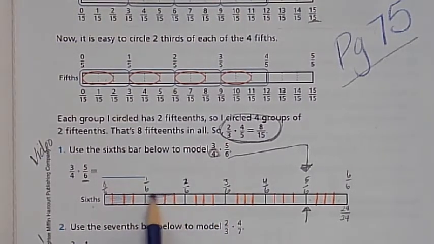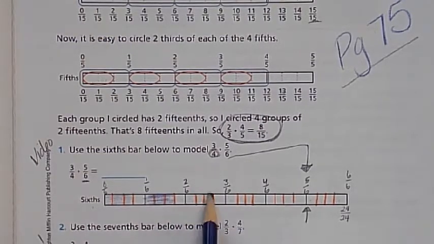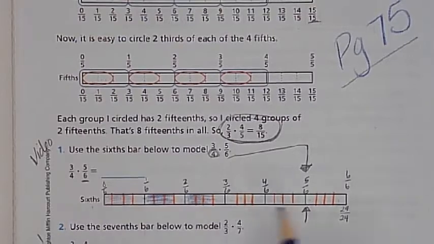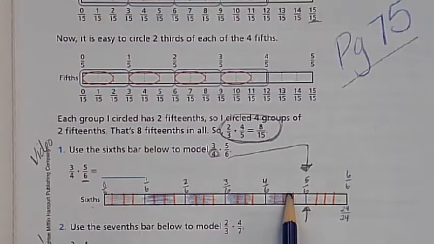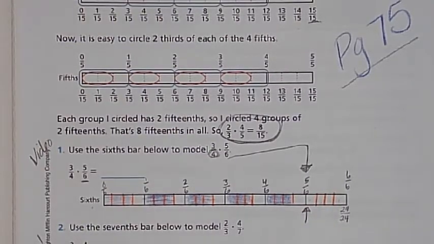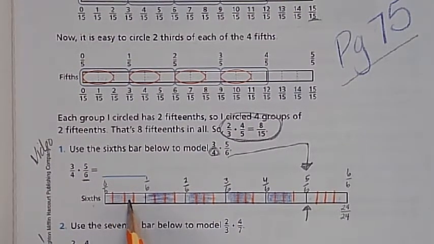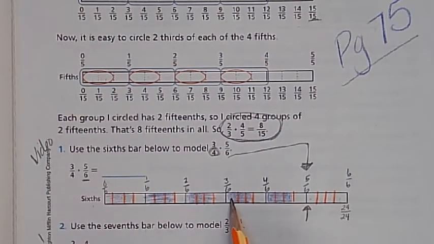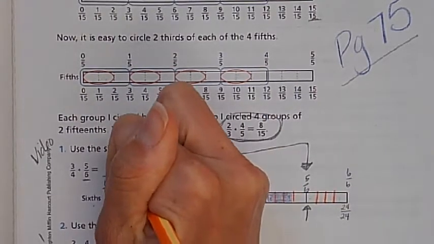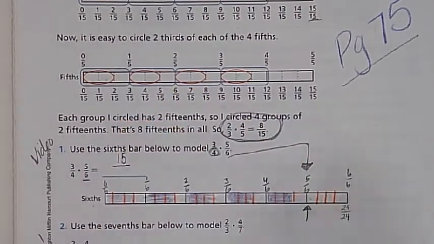Here's 3/4 of the second 6. Here's 3/4 of the third 6th. Here's 3/4 of the fourth 6th. And here's 3/4 of the fifth 6th. So I'm not going to take anything over here because I don't have that much. I'm stopping at the 5/6. So now I'm going to count them. Here's 1, 2, 3, 4, 5, 6, 7, 8, 9, 10, 11, 12, 13, 14, 15. So I have 15 shaded pieces.